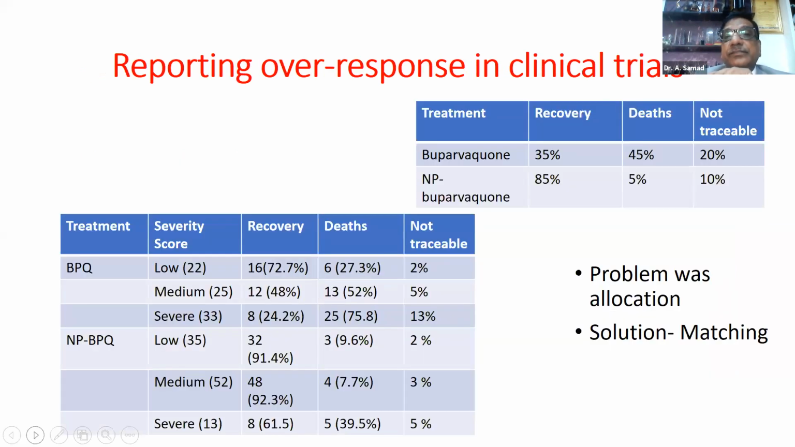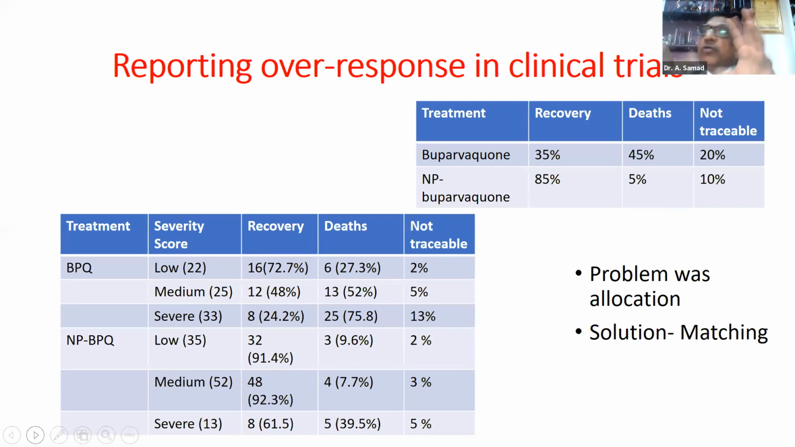Next. Yeah, this is another example, where there is a reporting bias, a selection bias. It was a nanoparticulate buparvaquone study, and the research fellow presented the data, saying that when I use simple buparvaquone, there is 35% recovery, 45% death, and 20% of animals are not reachable. They are missing from the population after the study. Whereas with nanoparticulate buparvaquone, 85% recovery, only 5% death, and 10% not reachable.